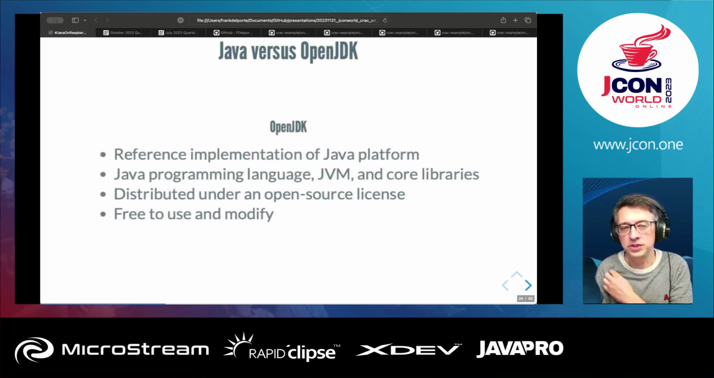Now, what is OpenJDK? OpenJDK is actually the reference implementation of the Java platform, and it's an open source project. So you can find it on GitHub. It's free to use and modify. So everyone can find the sources of the OpenJDK runtime and the Java language in there. And it's a programming language, but it's also the JVM and the core libraries.